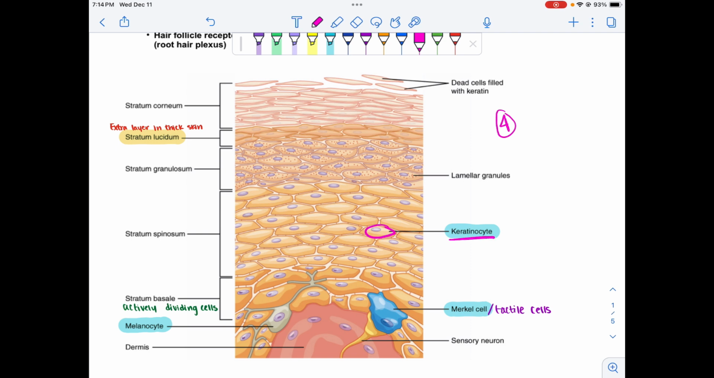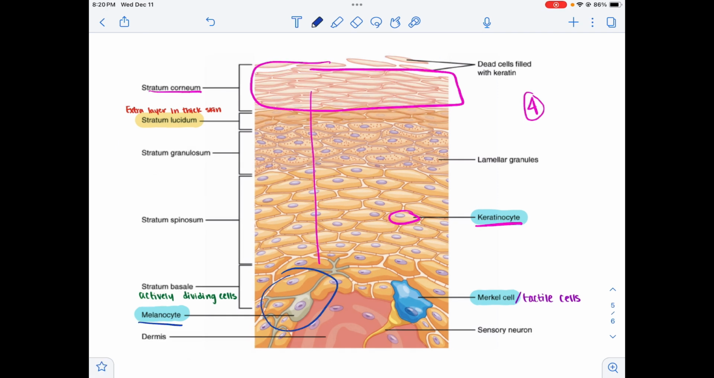Keratinocytes are mitotic cells that produce the fibrous protein keratin, and die and completely fill with keratin as they reach the most superficial layer of the epidermis, the stratum corneum, and they are also found in all 5 layers of the epidermis. Melanocytes produce the pigment melanin, and they protect keratinocytes' nucleus from UV damage. They are found in the stratum basale layer.